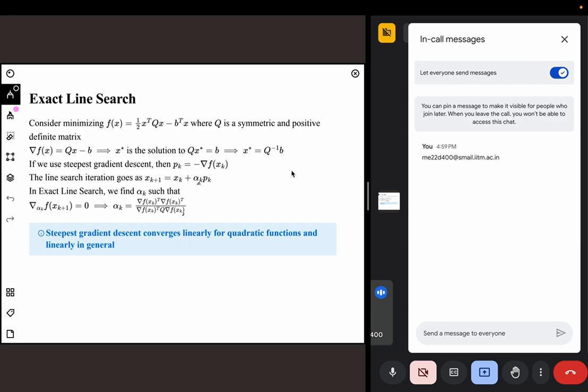So when I use steepest gradient descent for this particular problem, it will be quadratic, it will converge quadratically, but in general, this will be linear. It will have a linear order convergence. So how did I get this alpha?